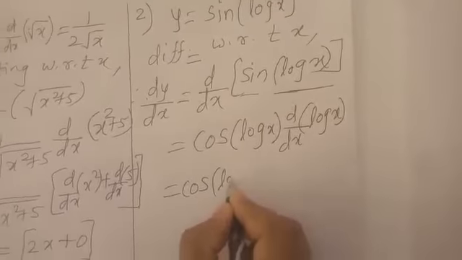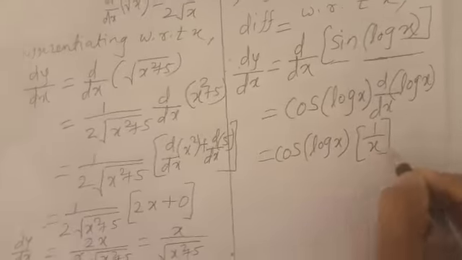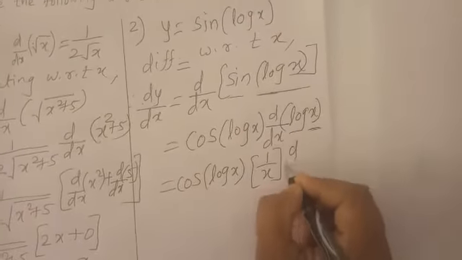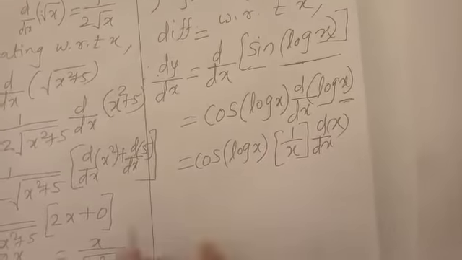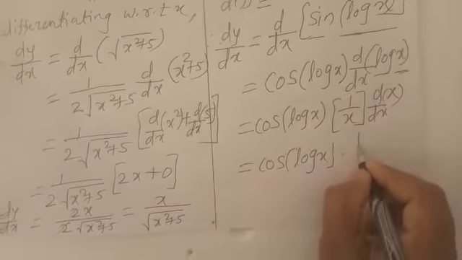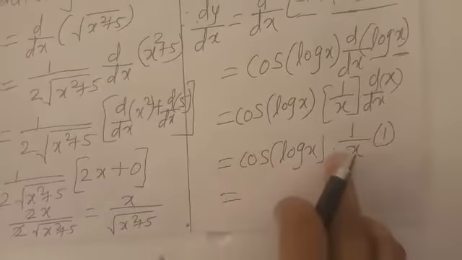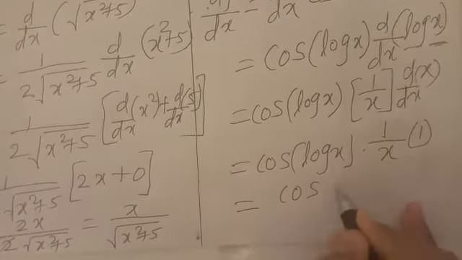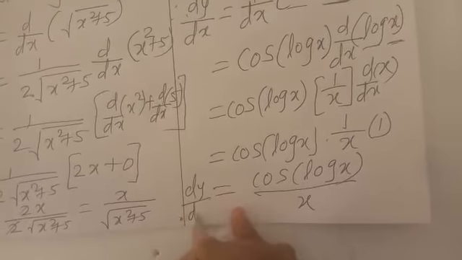cos log of x as it is. Derivative of log of x is equal to 1 upon x. And again we have to take the derivative of x, d by dx of x. But d by dx of x is equal to 1, and therefore cos log of x into 1 upon x into 1. It means that cos log of x upon x. And this is the derivative of the given function y is equal to sin(log x).